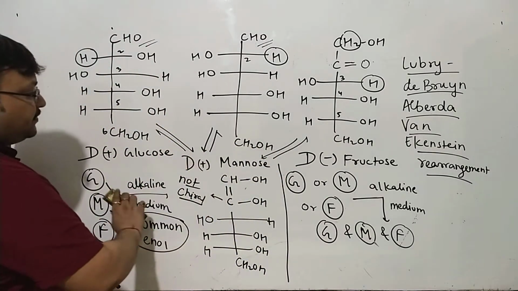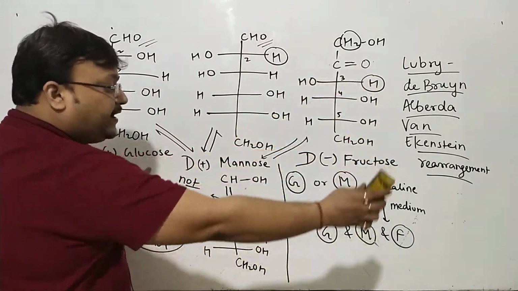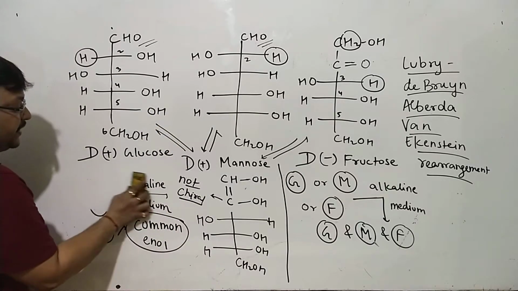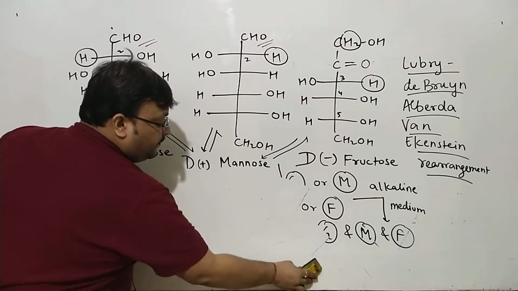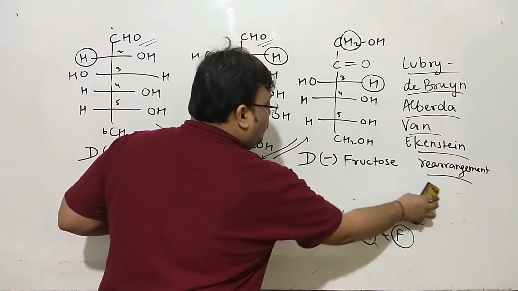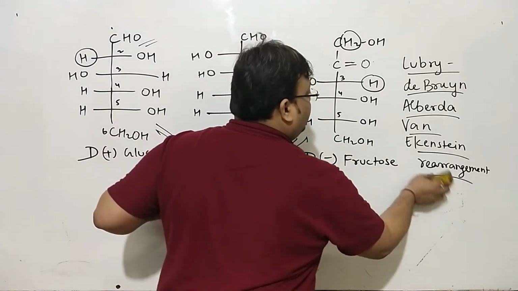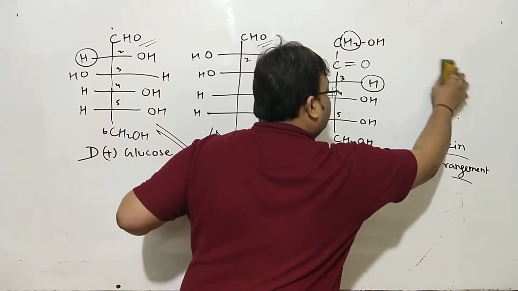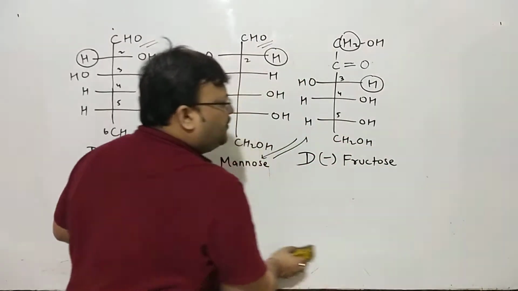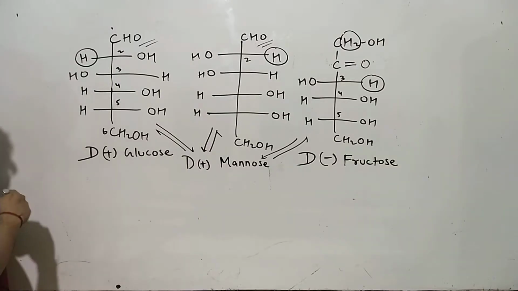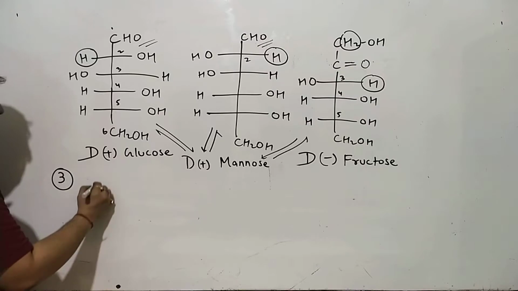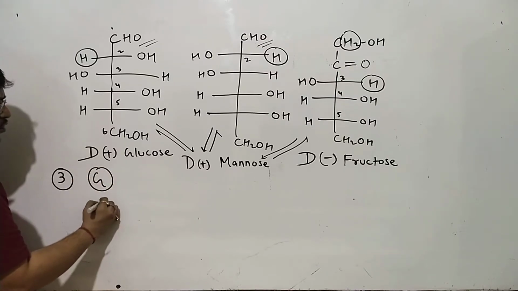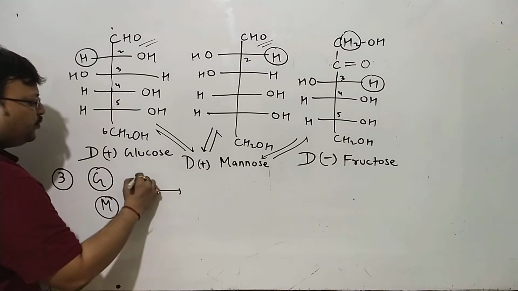So this is what is happening because of the Lobry de Bruyn–Alberda van Ekenstein rearrangement. All three will behave as reducing sugars. They can get interconverted via the common enol. And we'll want to talk about the next reaction, which is again a mild oxidizing agent, this time involving bromine water. Glucose and mannose with bromine water.